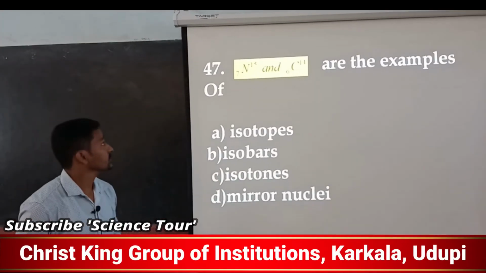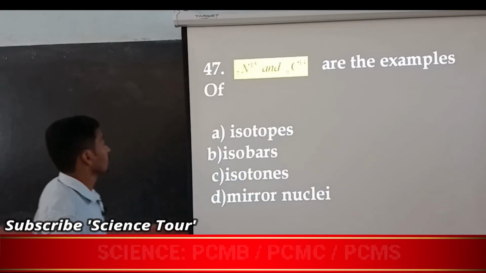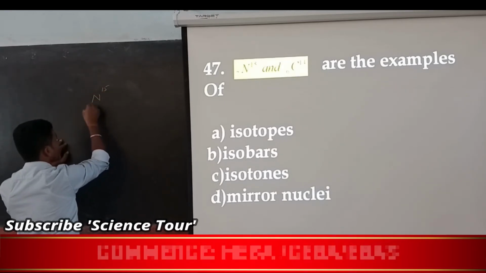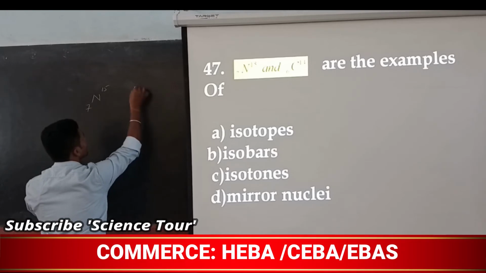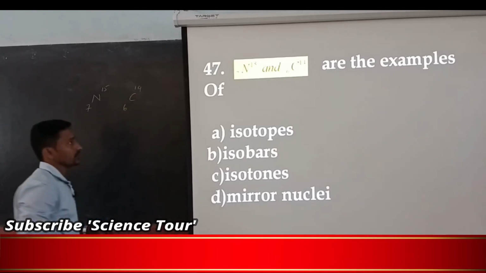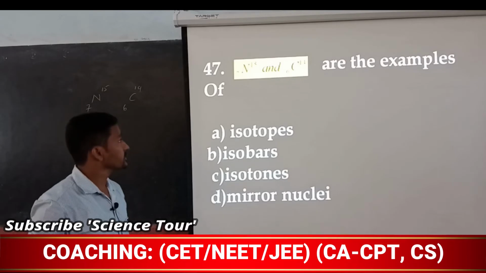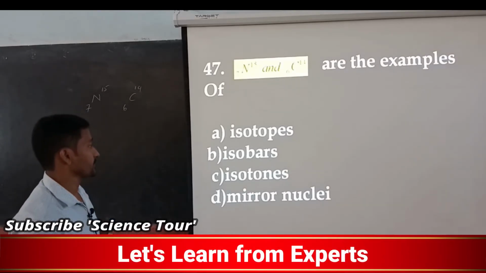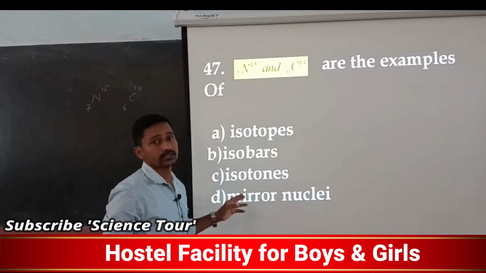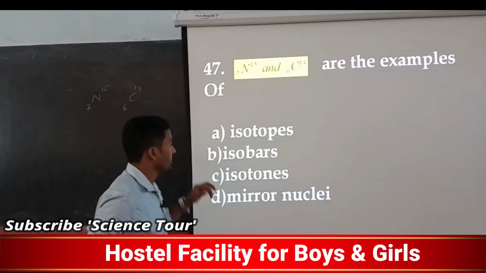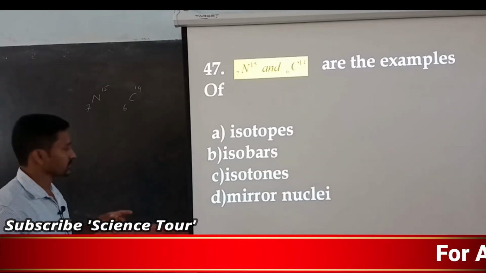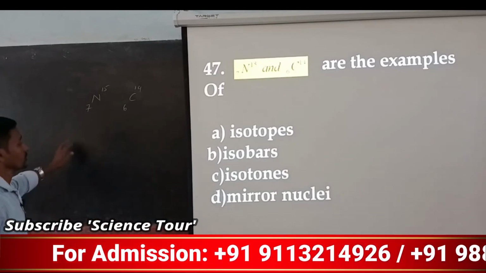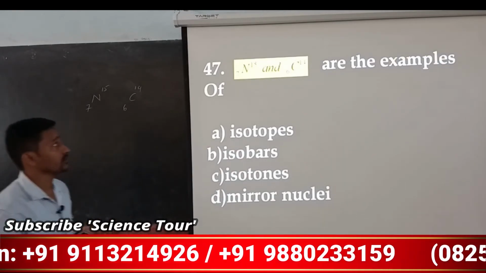Okay, go to the next question, that is the 47th one. Sodium 15, 7 and carbon 14, 6. The nuclei are given. Are they examples of isotopes, isobars, isotones or mirror nuclei? What do you mean by isotopes? Atomic number is the same. Isobars means the mass number is the same. Isotones means the same number of neutrons, isn't it?